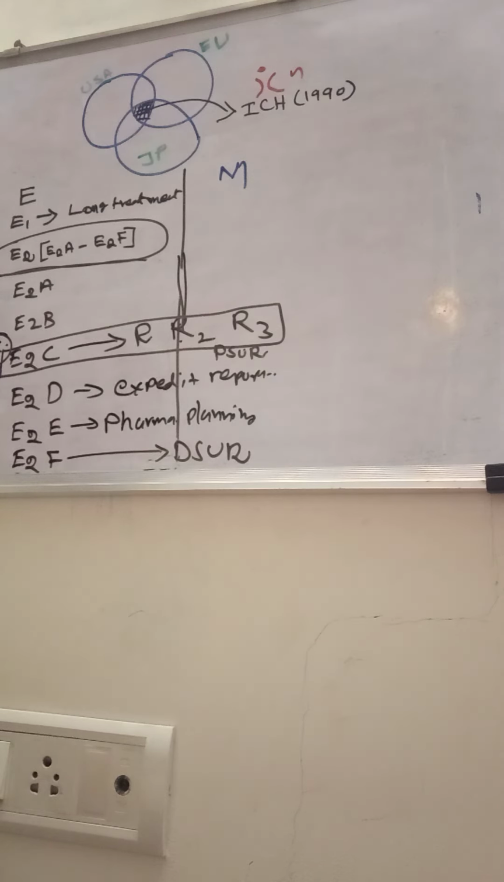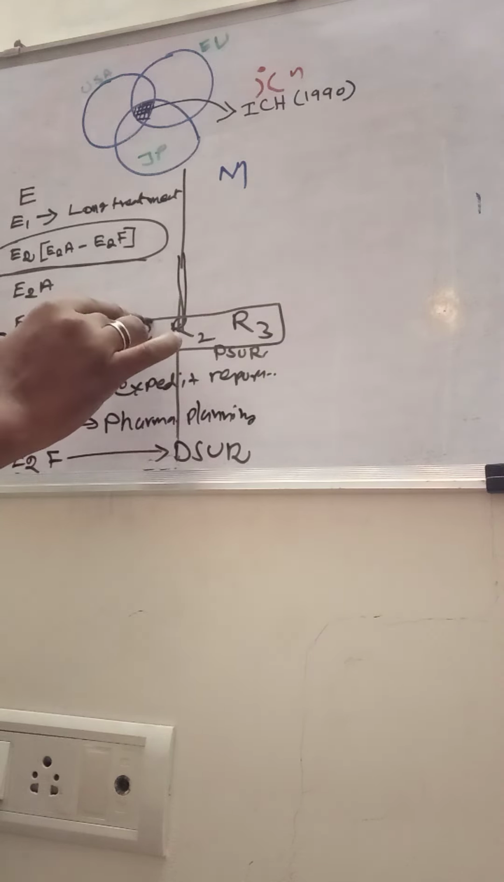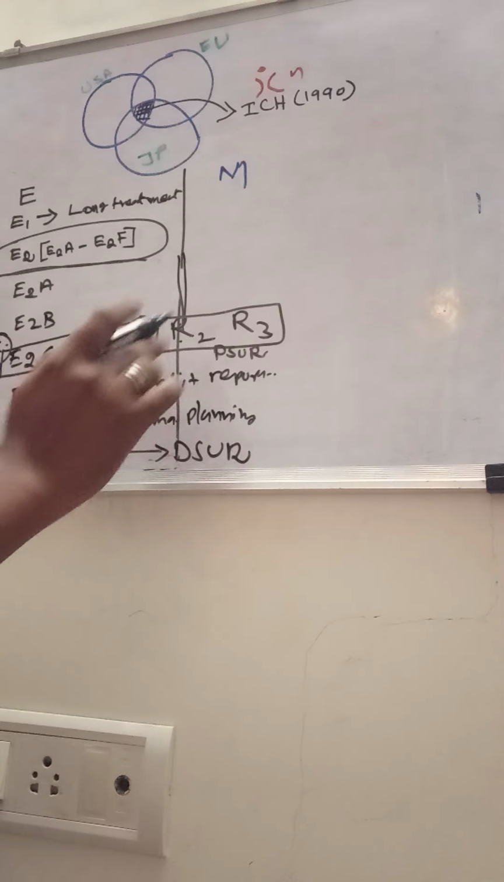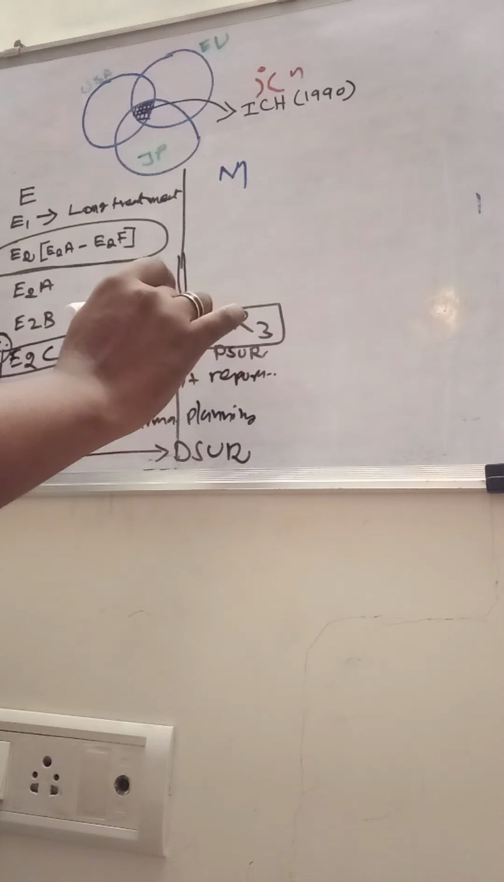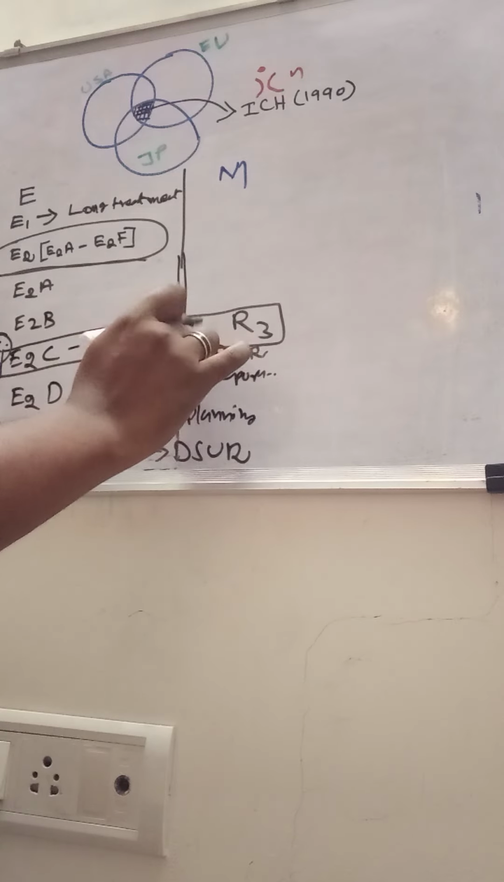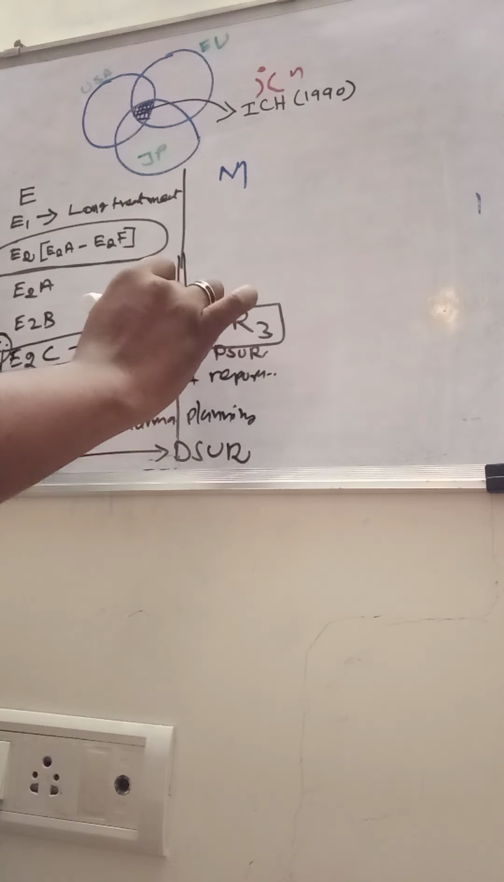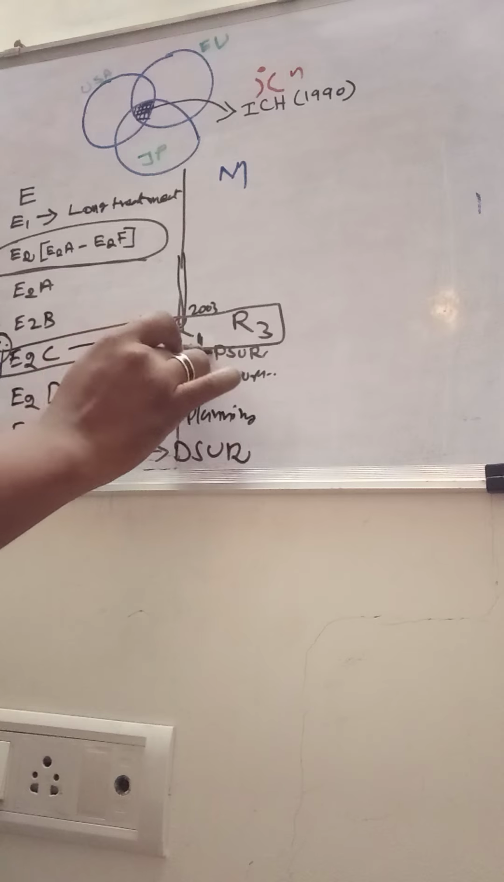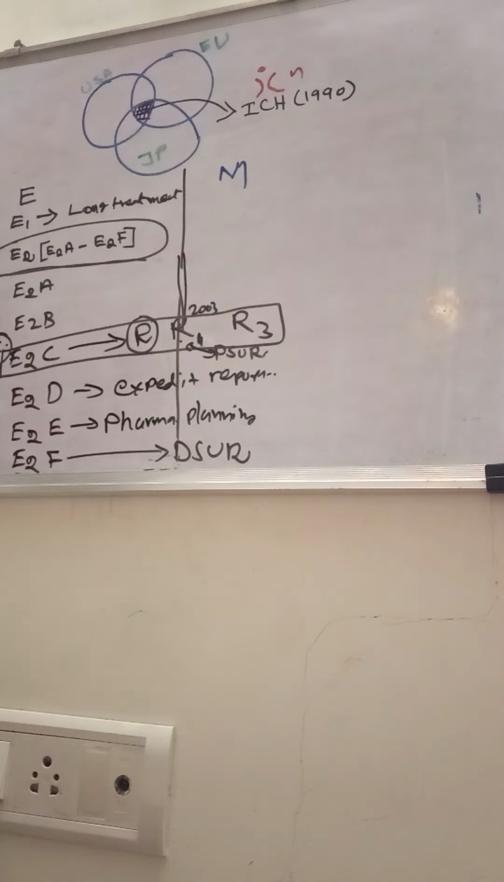Some basic understanding: E2C came into the picture in 1996, when it was developed, and then revision 1 came into the picture around 2003. With the revision, they started doing the PSUR as a format of around 10 sections, comprising all the information.